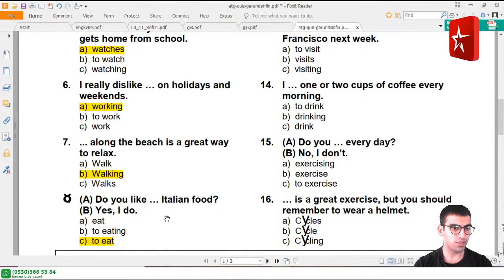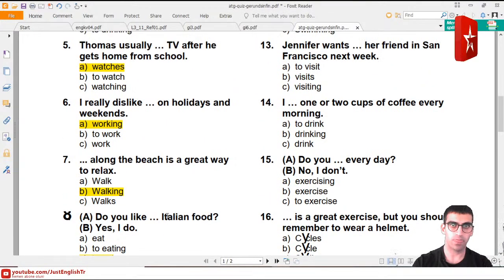Okay, Jaylani said it's good to see you again, by the way. Yeah, the same for me. Great. Number 8 was correct.